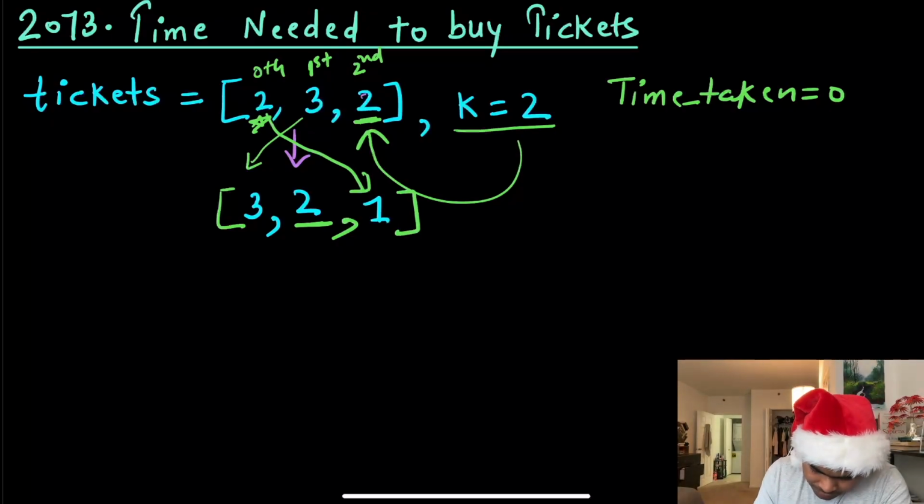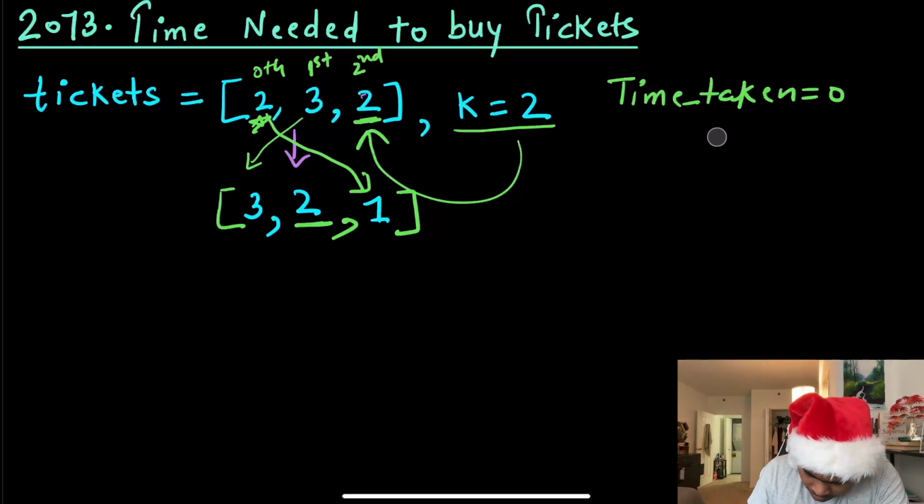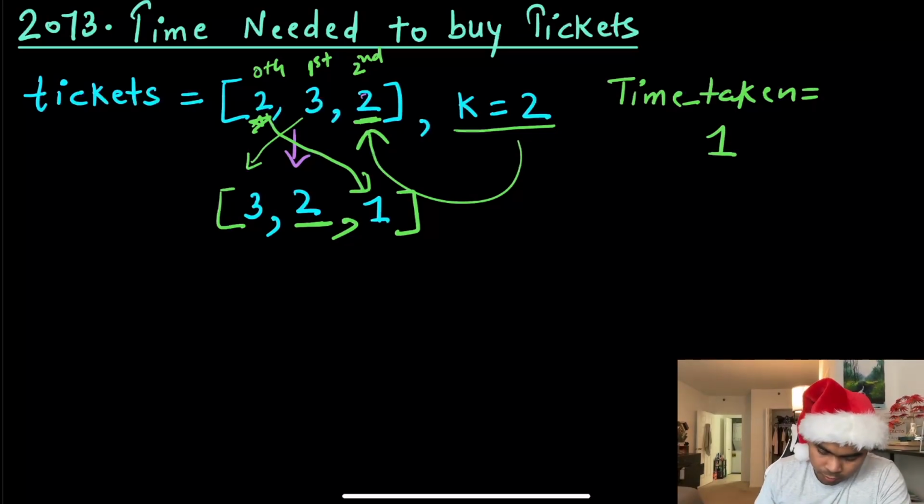Now time taken is already 1 second. Why? Because this guy had to wait 1 second, although it hasn't bought the ticket yet, it had to wait to come to the front of the queue. So time taken is now 1. All right, time taken is 1 now.